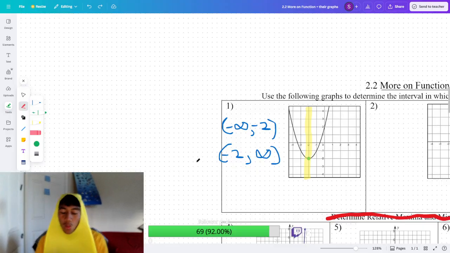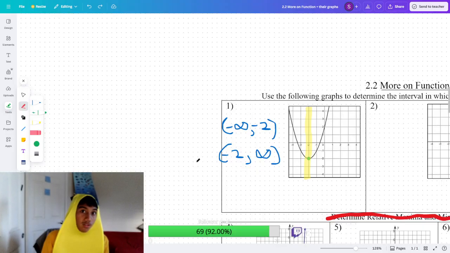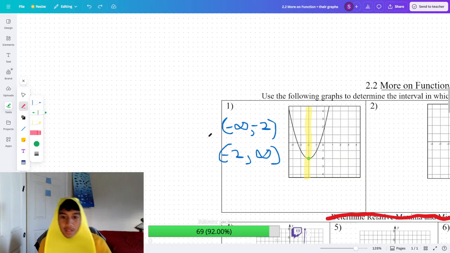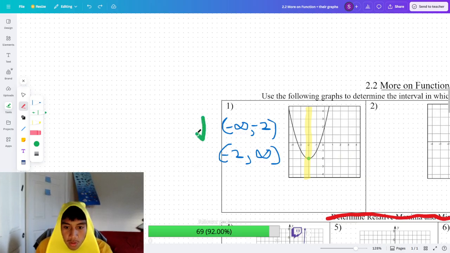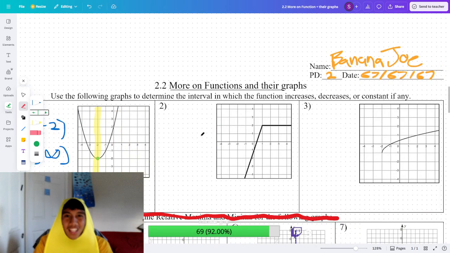So now that we found the intervals in which the graph either increases or decreases, we can now label it. So we know on the left side it was decreasing, and we know on the right side it was increasing. So I draw these arrows to show that, because you need to show your work. Banana Joe encourages you to. Now let's slip into problem number 2.